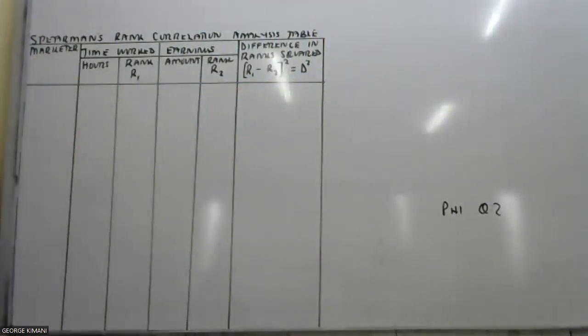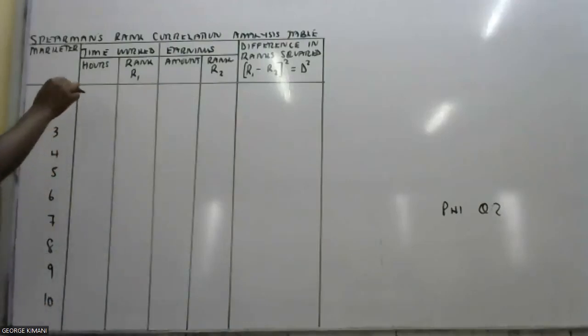Maybe you can put together kidogo. How marketers the one to what? 1, 2, 3, 4, 5, 6, 7, 8, 9, 10. Nisome the hours for the past?